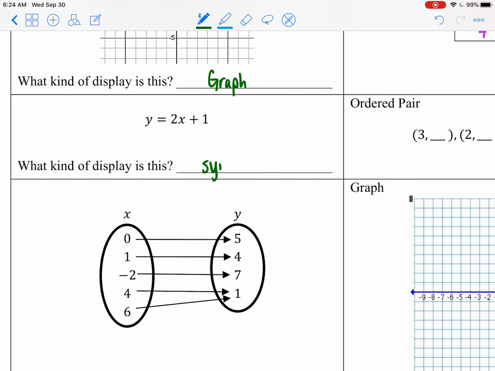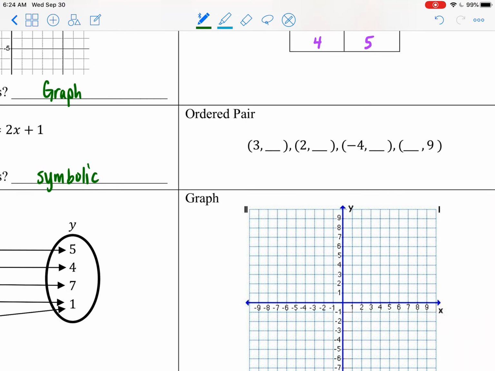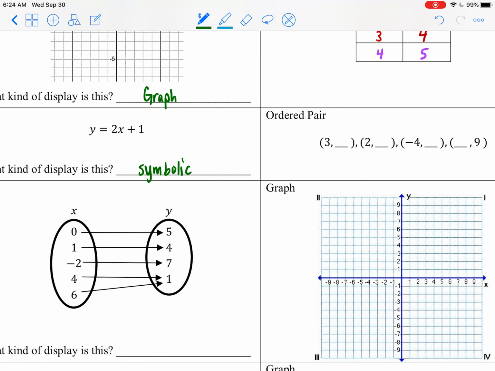What kind of display is that? That's called symbolic, or you could say it's called function notation. And they want us to create ordered pairs. So basically what we're going to do here is say, look, if the input value is 3, in other words, if the x is a 3 there, what's the output value? We're going to have to do a little bit of arithmetic here. So if you plug in a 3 where the x is, what would you get for the y value?